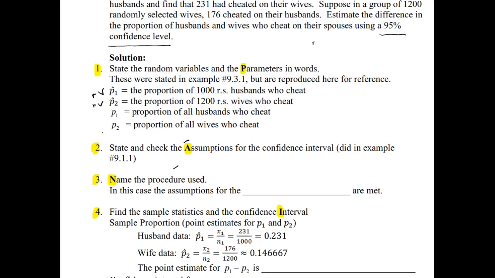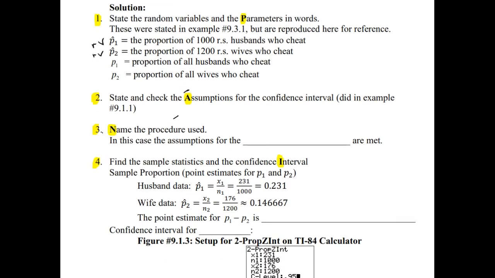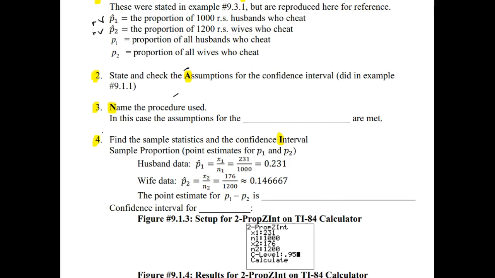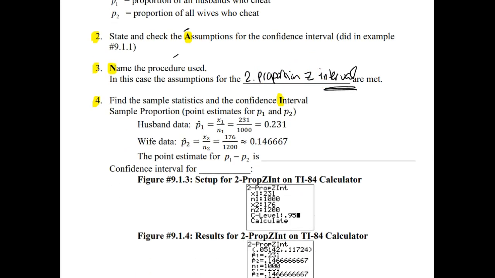All of the assumptions we already checked in the last problem, and they're the same assumptions, so we're not going to do that again. The third step is to name the procedure. In this case, we are going to use the two proportion Z interval, since we want a confidence interval now. Proportions because we're dealing with qualitative data, 2 because we've got two groups of data, and the Z tells us we're using Z-scores from a normal distribution.